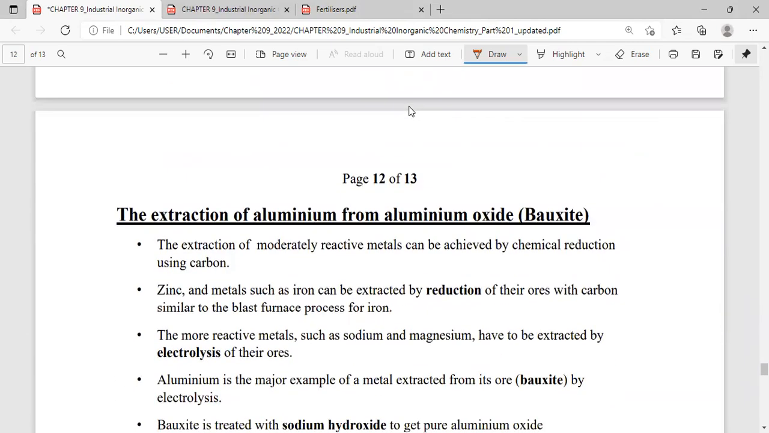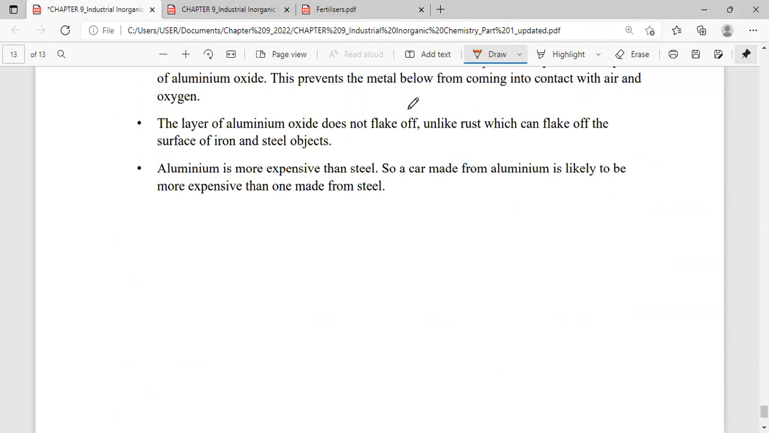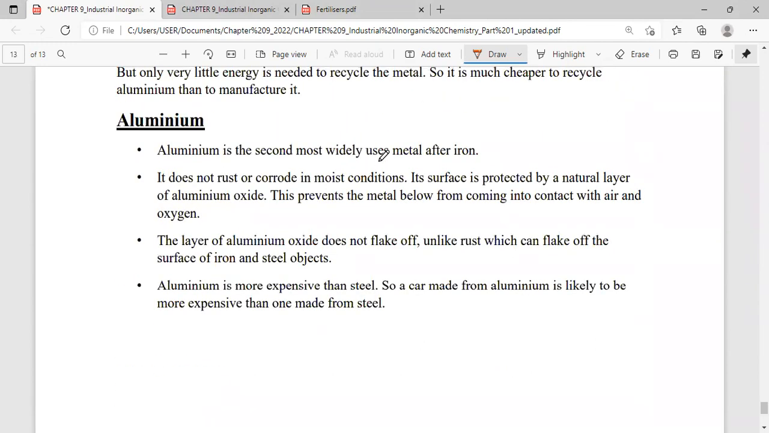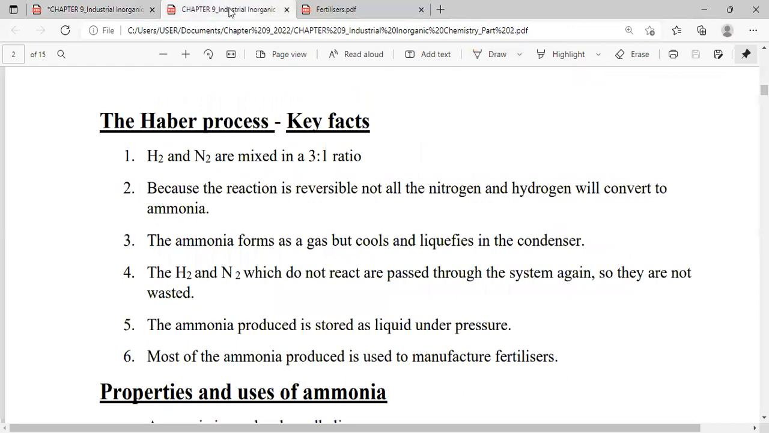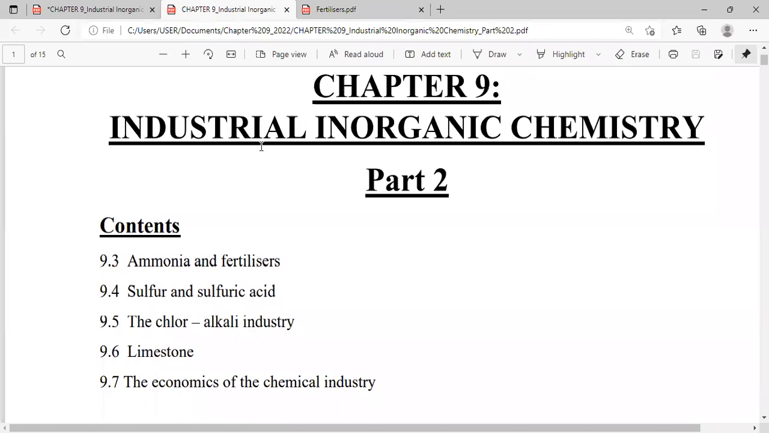All right, now after copper, it is the extraction of aluminium. So I've done this. So with this, we finish part 1. So I told you I have divided chapter 9 into 2 parts, part 1 and part 2. So now we move on to part 2. Part 1 is more related to metals: extraction of aluminium, extraction of zinc, extraction of iron. Part 2 is more towards the non-metals. So in part 2, today we will only look at one part, that is ammonia and fertilizers. Okay, 9.3, ammonia and fertilizers.